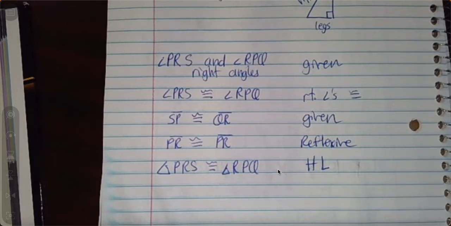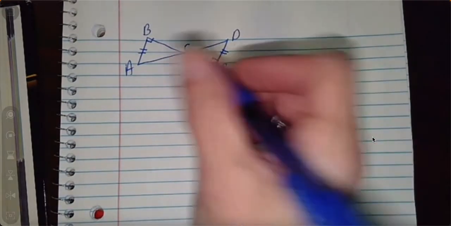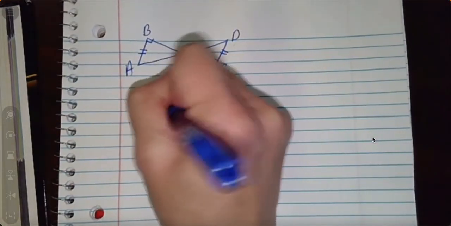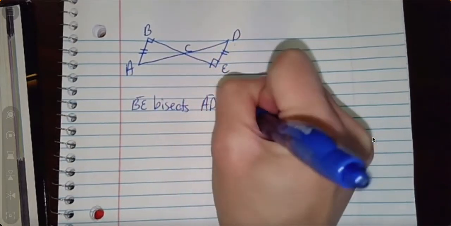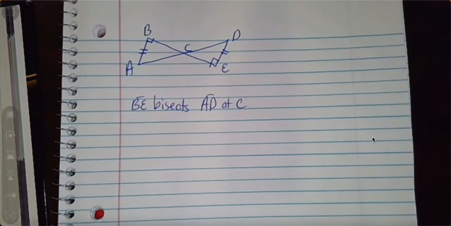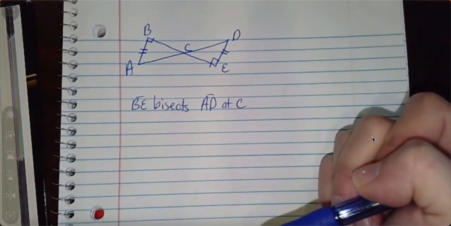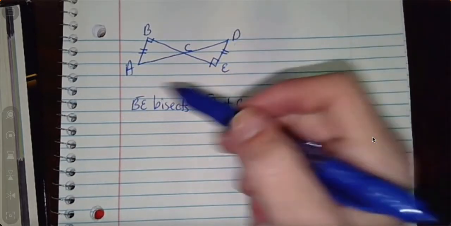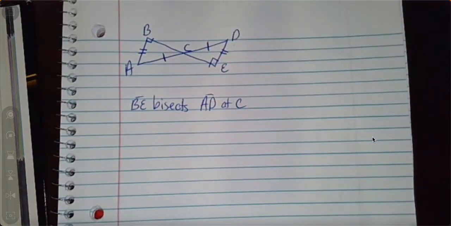Yeah, kind of. Okay, here's another one. Let me draw the picture on this paper. Here's our triangle. I'm going to go ahead and write down what's given to you. They're going to tell us that BE bisects AD at C. What does that mean? BE bisects AD. It cuts it into 2 equal parts.